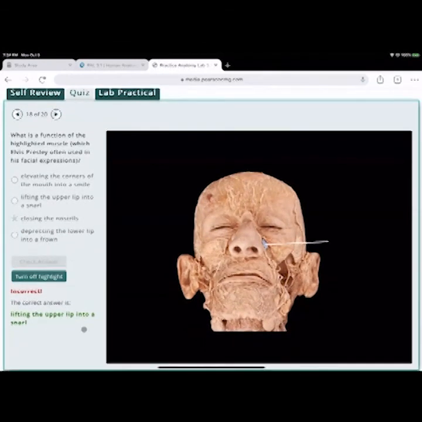I don't quite see how it would do that because if it contracts, I guess it would contract only one side. So I guess it lifts the upper lip into a snarl. You have to see how far it goes down into there. Okay.